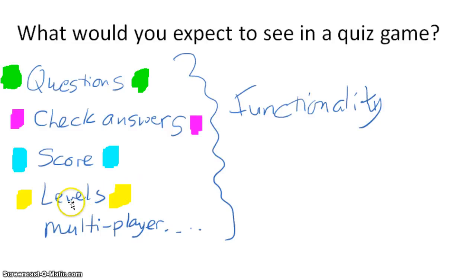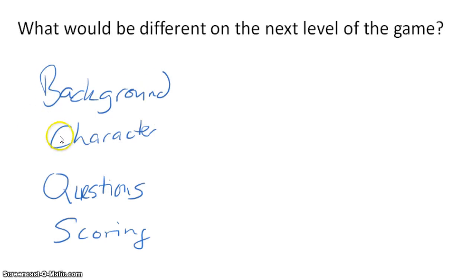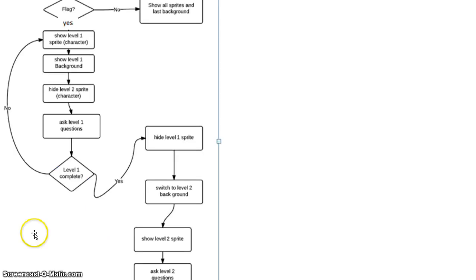So we're still in the process of implementing the levels functionality, and we've talked about the fact that the background, character, questions and scoring might change in the levels. So one way of thinking about what's going to happen when we move on is to think about it in terms of a flowchart. So the flag, clicking the flag, is what starts our game. If we're not clicked on the flag, then everything just shows on our backgrounds, all the characters, and the last background that we were on.